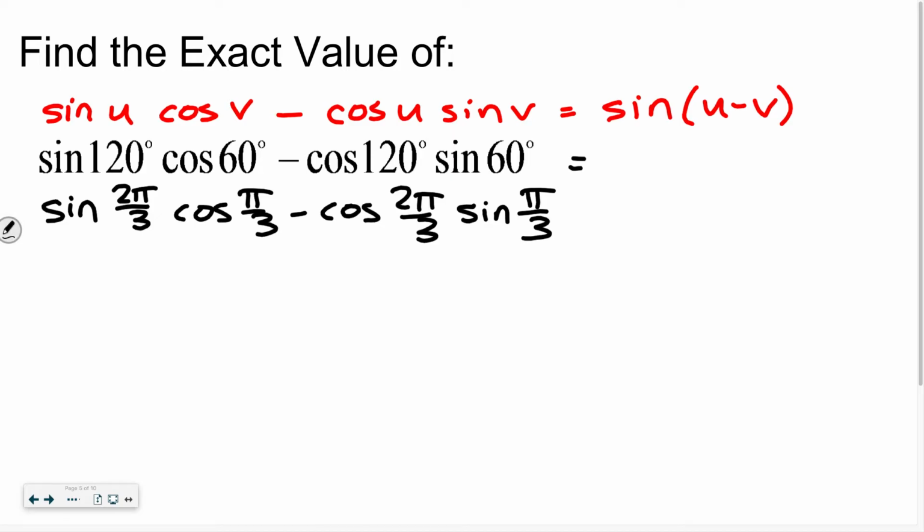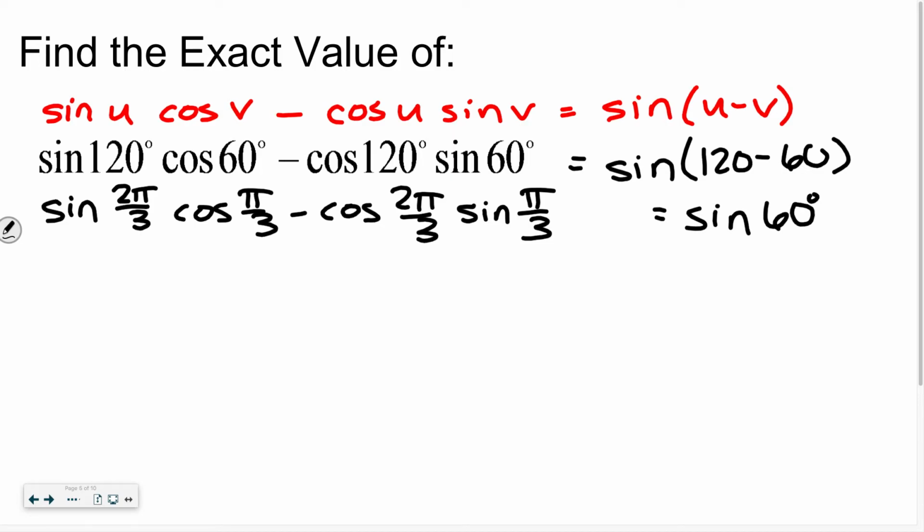So whether you do it in degrees or radians, it doesn't matter. That would be the sine of 120 minus 60, which is the sine of 60 degrees. If you're using Hannah's radians, you'd have the sine of pi over 3, right? Can you evaluate the sine of 60 exactly? Yeah, radical 3 over 2. Awesome.